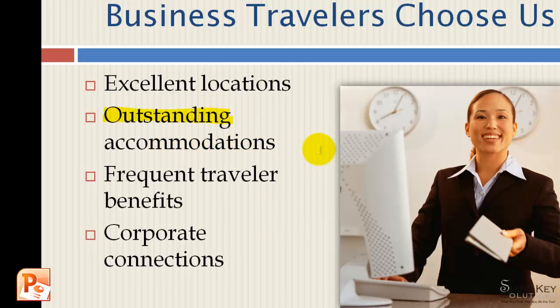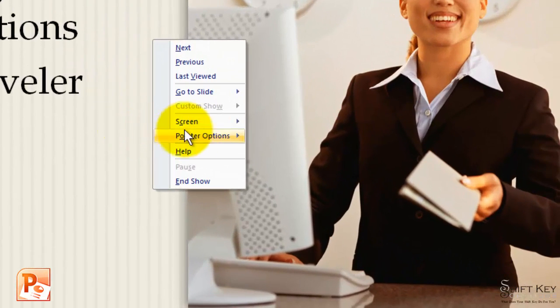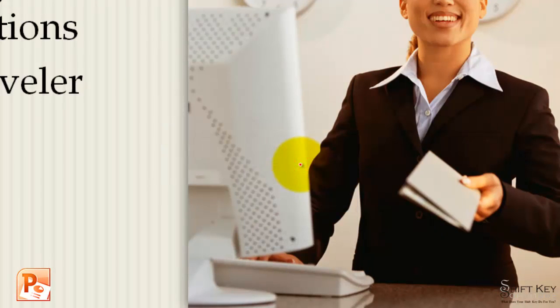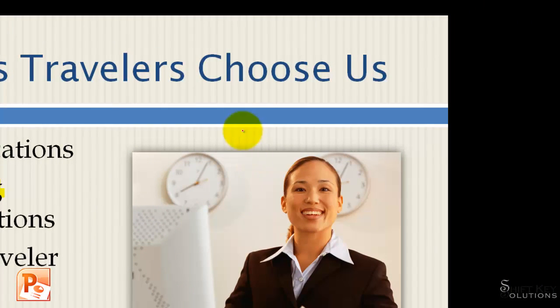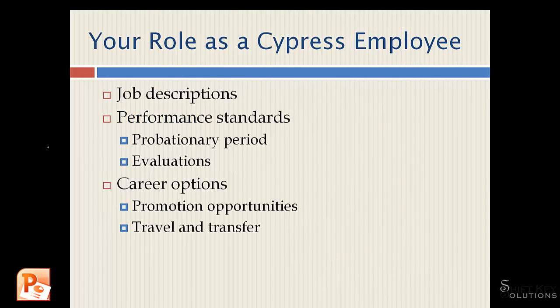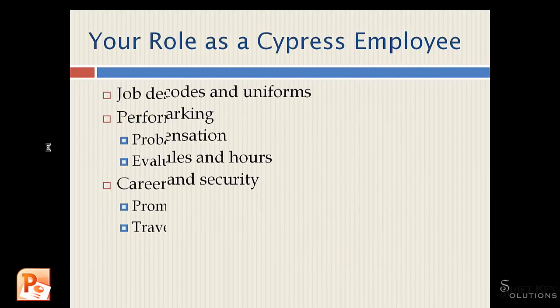Now I can change this. I'm going to right click again on my screen, go to my Pointer Options and choose Felt Tip Pen. That'll change my cursor to this little red dot. From there, I'm going to come up to "choose us" and circle it. So if I circle this, it applies that annotation. From here, I'm going to just press my space bar to continue through my presentation.